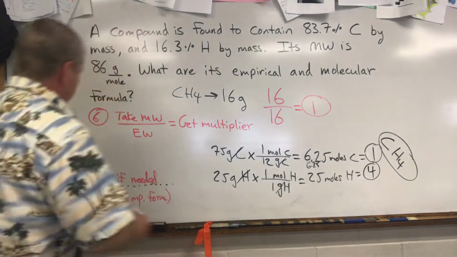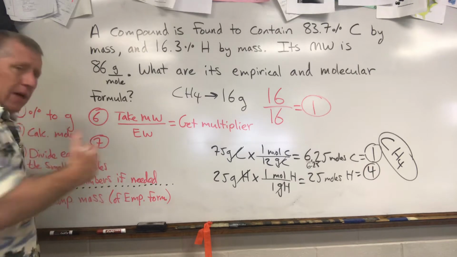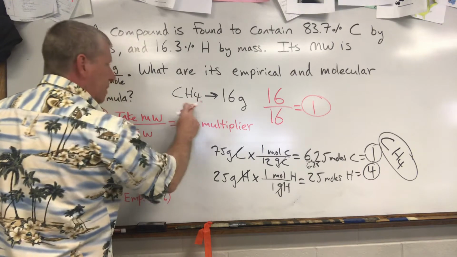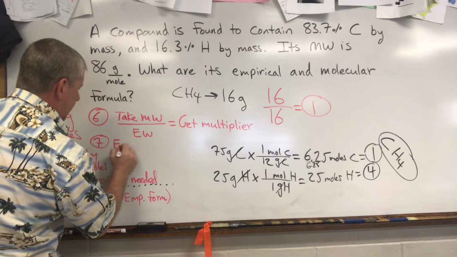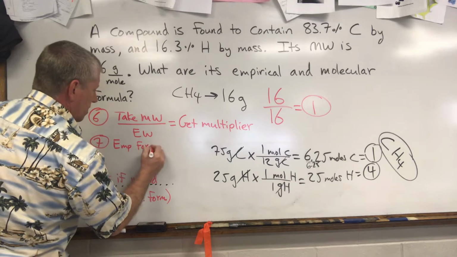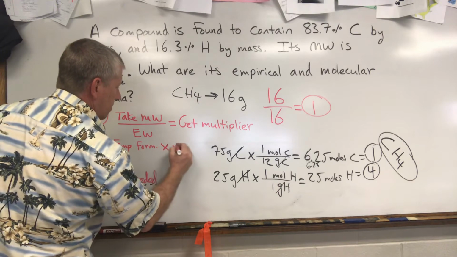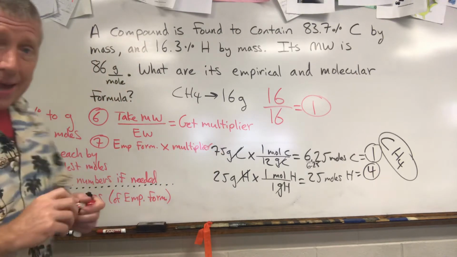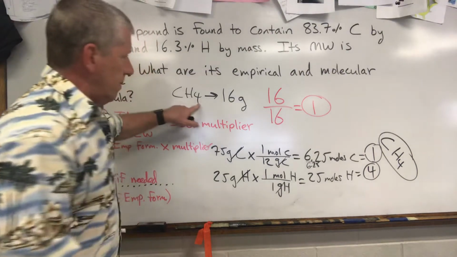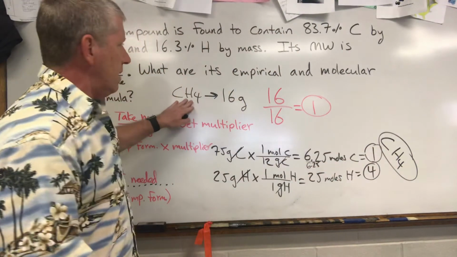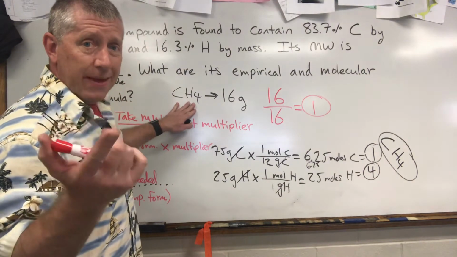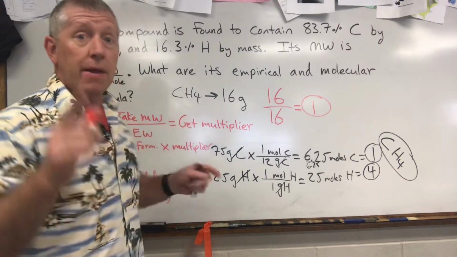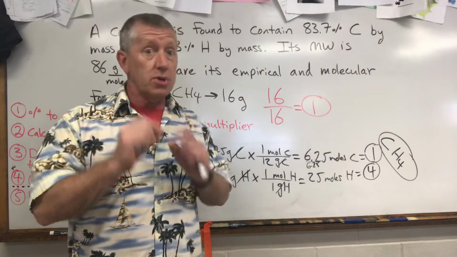All right. Step 7, last step. Just follow steps, people, this isn't difficult. Multiply the empirical formula by the multiplier. So I'm going to write here, empirical formula times multiplier. This is my empirical formula, CH4. Multiply it by the multiplier, which is 1. What is anything multiplied by 1? The thing you had. So the empirical formula is CH4, and in this problem, the molecular formula is also CH4.